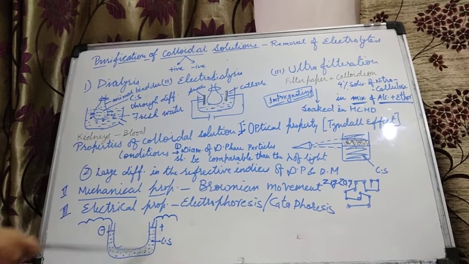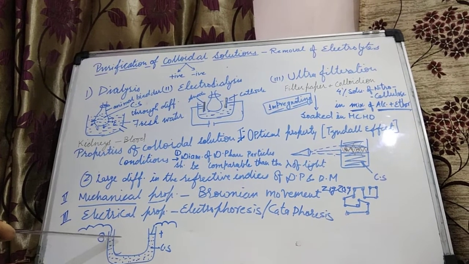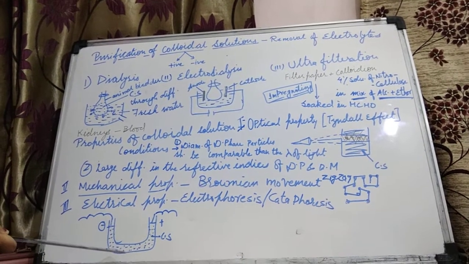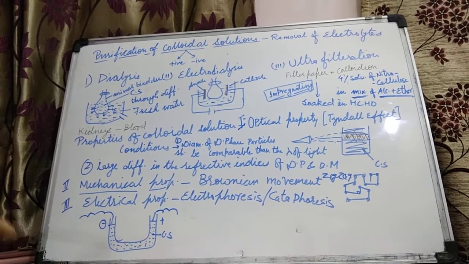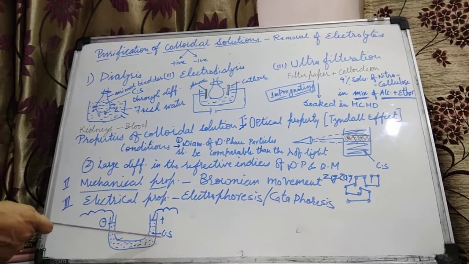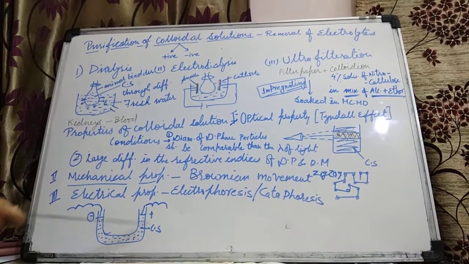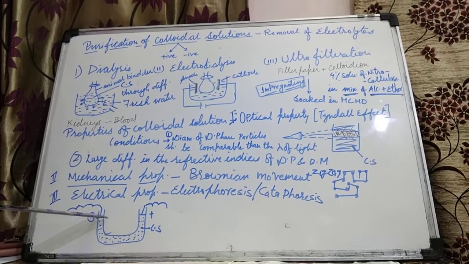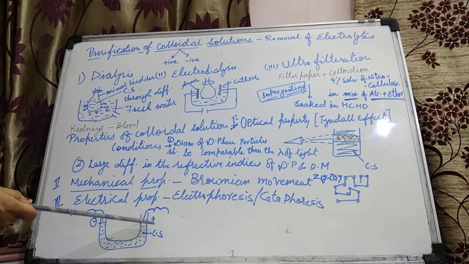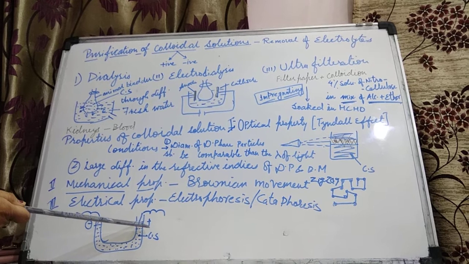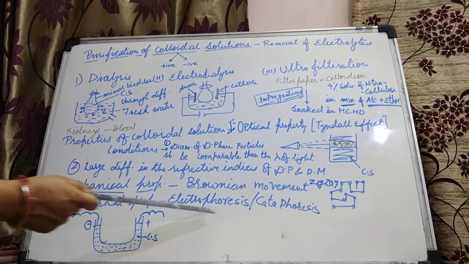So here I am filling this colloidal solution in a U tube which is fitted with two electrodes, cathode and anode. As the current is passed in this U tube, movement of colloidal particles takes place towards the opposite electrode. Positive particles will move towards the negative and negative particles will move towards the positive. And on accumulation over an electrode, they get coagulated, get precipitated. So this is called electrophoresis.